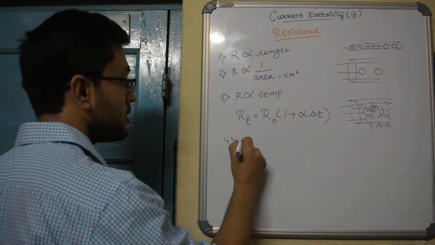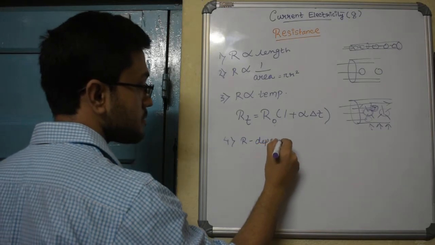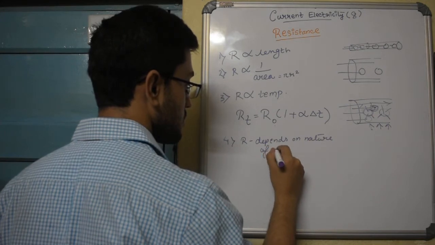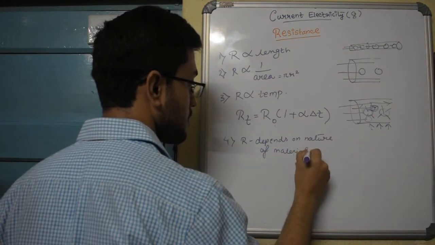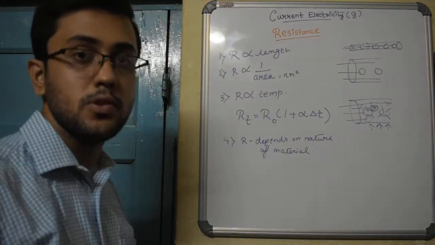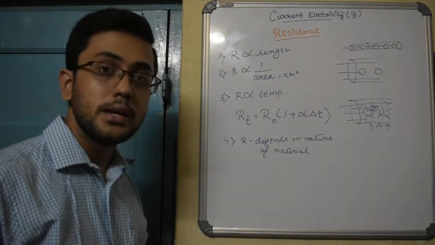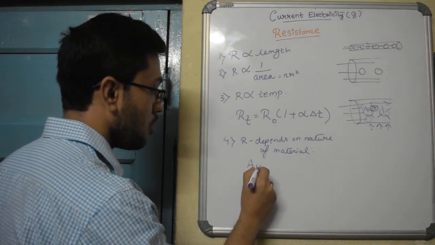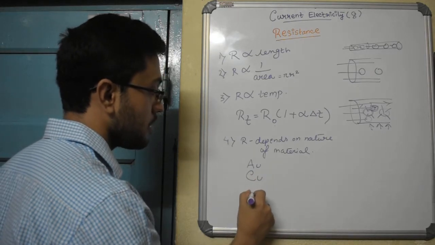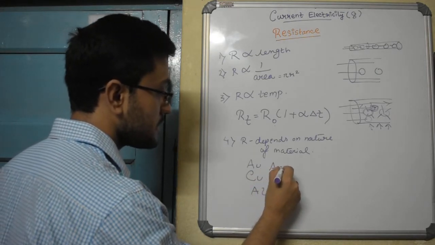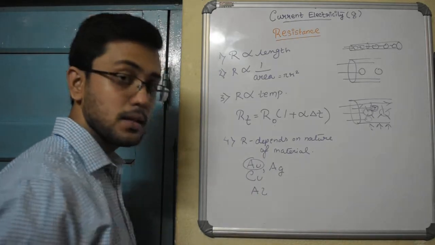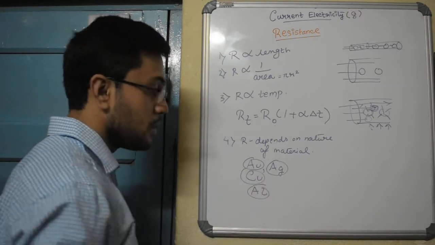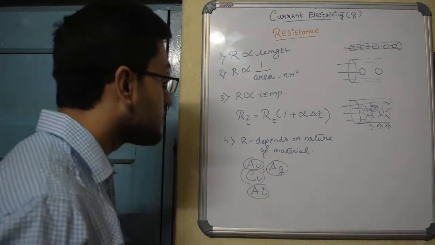And finally, the resistance depends on the nature of the material with which the wire is made. We know there are different types of materials. Some materials are good conductors. For example, gold. Then we have copper, aluminium, silver. Gold is the best conductor of electricity, followed by silver. At third place we have aluminium and then copper. So these are the good conductors of electricity.